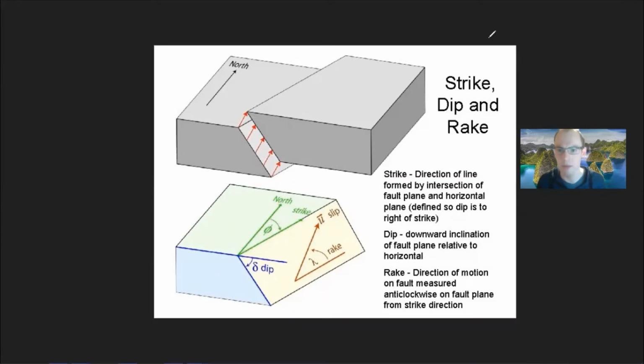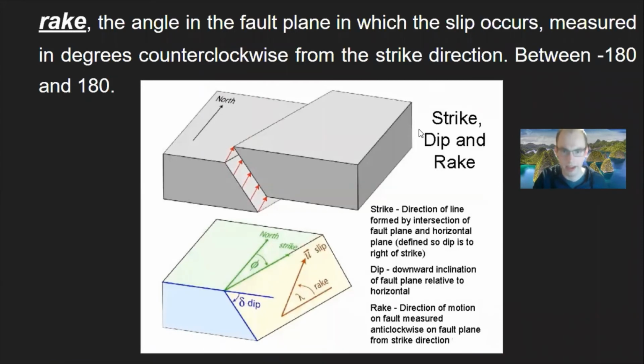We still do have a couple more terms and one more angle to get ourselves oriented in 3D space here. And the one we're going to talk about is rake. And rake, again, we'll read this definition, we'll break it down, is the angle in the fault plane in which the slip occurs, measured in degrees counterclockwise from the strike direction, between -180 and 180. Okay, so let's get our orientations right here. So we're measuring rake relative to the angle of this guy here.